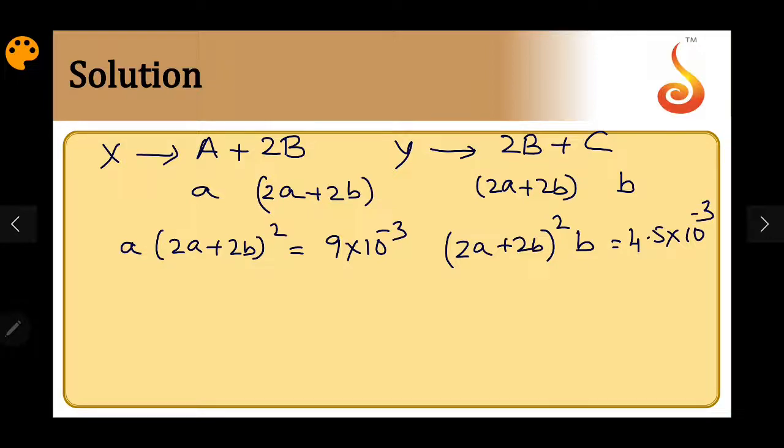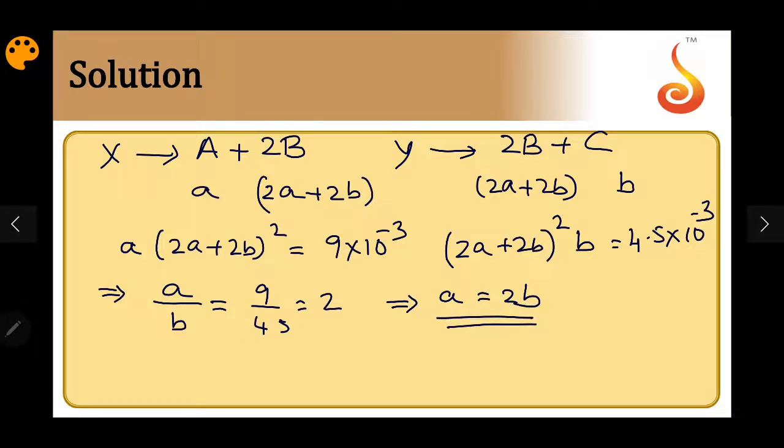If you divide one by the other, I can write A by B becomes equal to 9 by 4.5, which is 2. Or I can write A is equal to 2B. This is the first part. So once I get A in terms of 2B, I substitute in any one of the equations. So I'll go to the next slide for that.